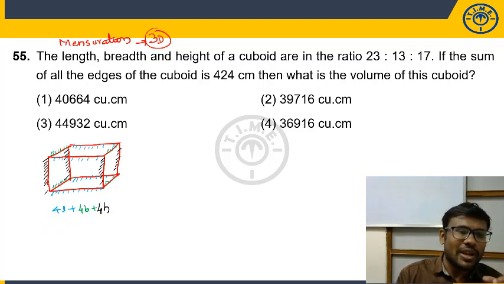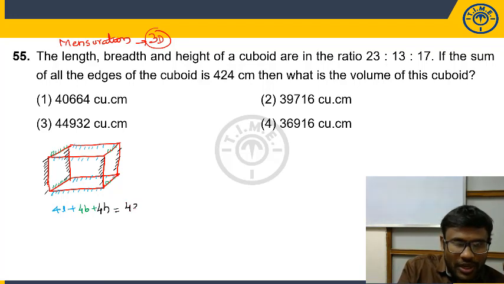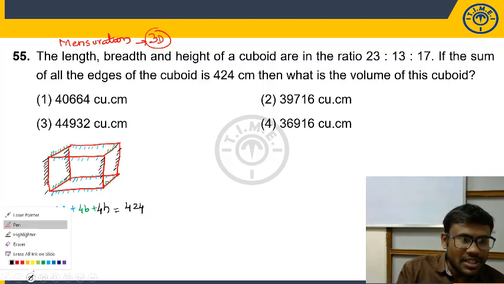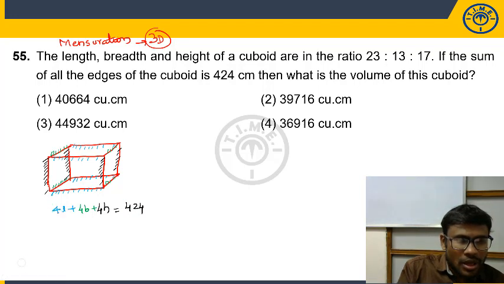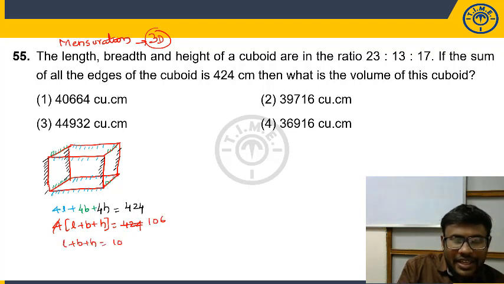It's better to remember this formula. 4L plus 4B plus 4H is nothing but the sum of all the edges of a cuboid. That is given as 424. Now if you take 4 common, L plus B plus H is equal to 424 divided by 4, so 106. So length plus breadth plus height, I can write it as 106.